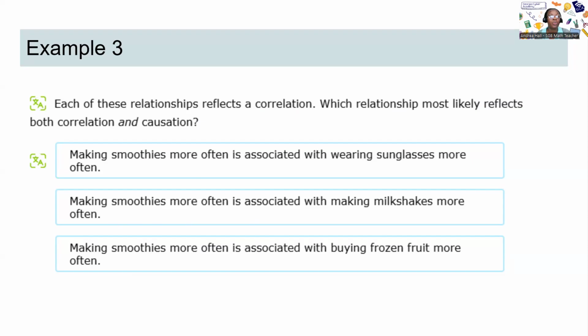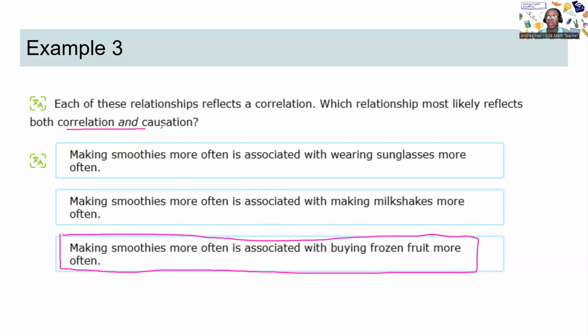Now, if you're making smoothies more often, what do you need to make a smoothie? Well, you definitely need frozen fruit. So this one right here is a correlation and a causation because you need both. You need frozen fruit to make smoothies. That's the definition of a smoothie. Okay.